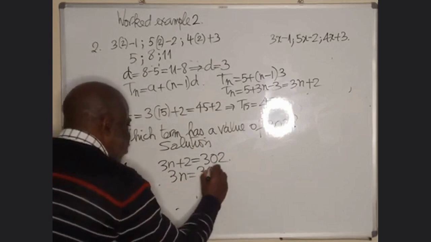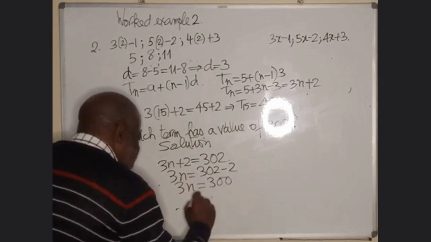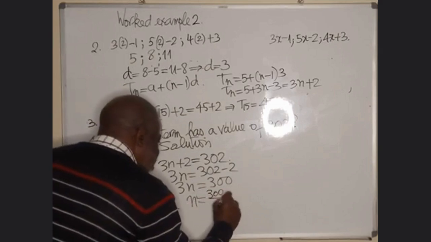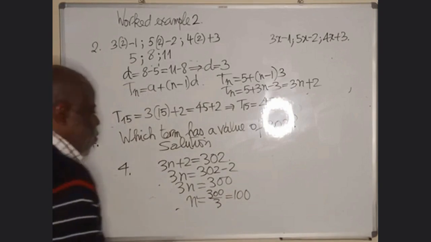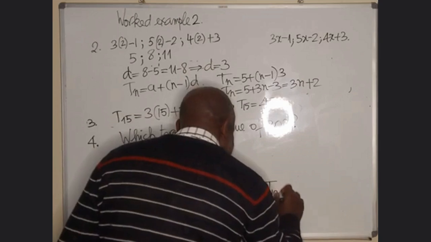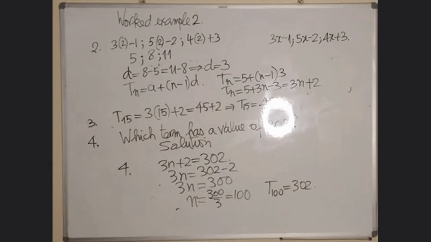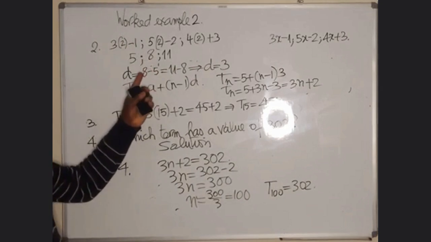3n will be equal to 302 minus 2. 3n will be equal to 300. And n will be 300 divided by 3, we get 100. So 302 is term number 100. Then we're done with worked example number 2.